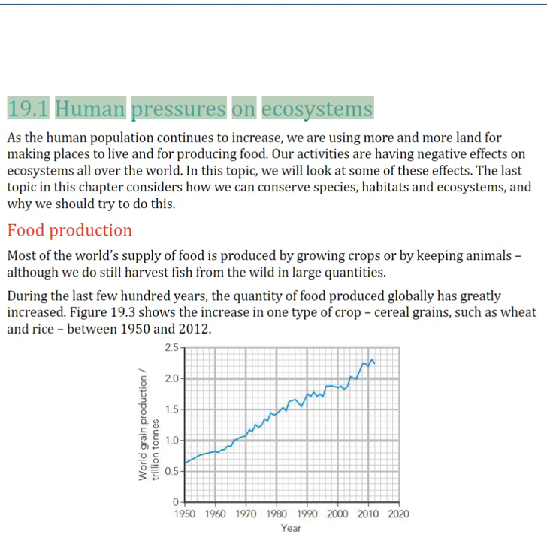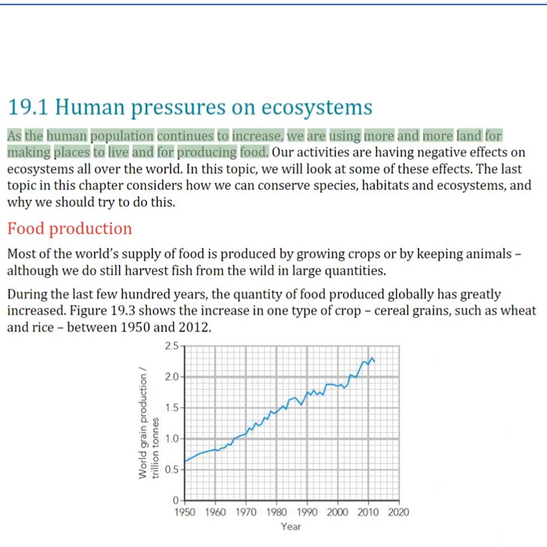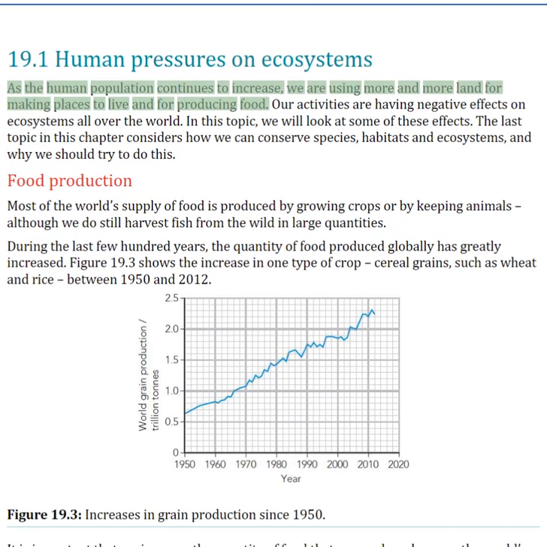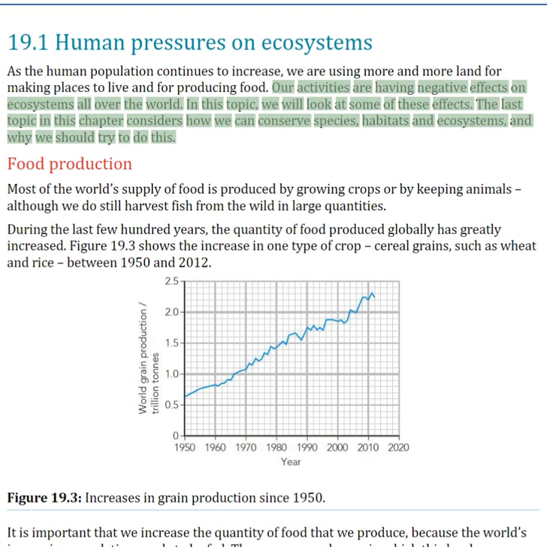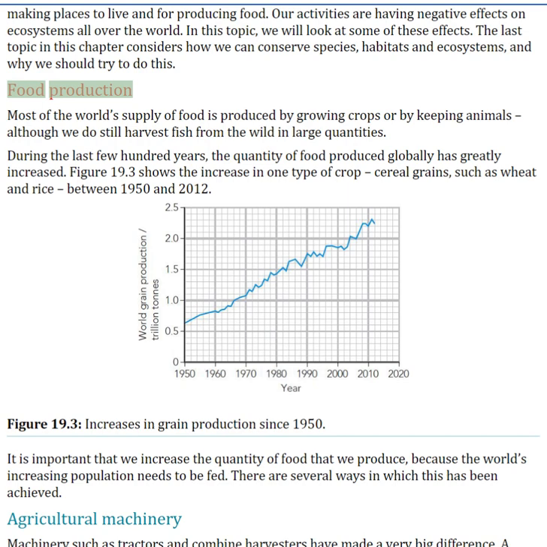19.1 Human pressures on ecosystems. As the human population continues to increase, we are using more and more land for making places to live and for producing food. Our activities are having negative effects on ecosystems all over the world. In this topic, we will look at some of these effects. The last topic in this chapter considers how we can conserve species, habitats, and ecosystems, and why we should try to do this.